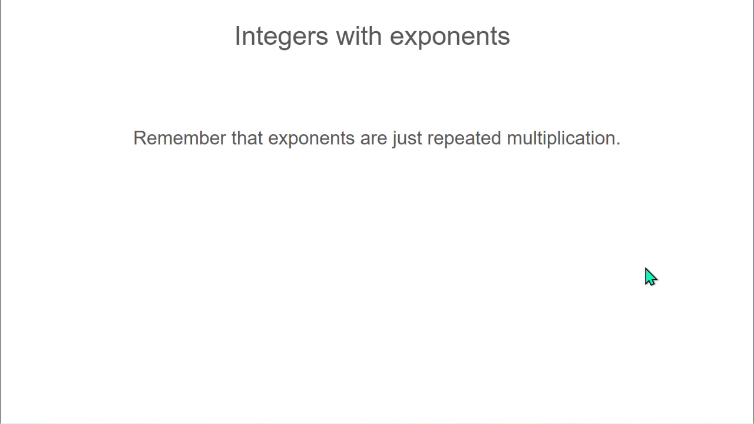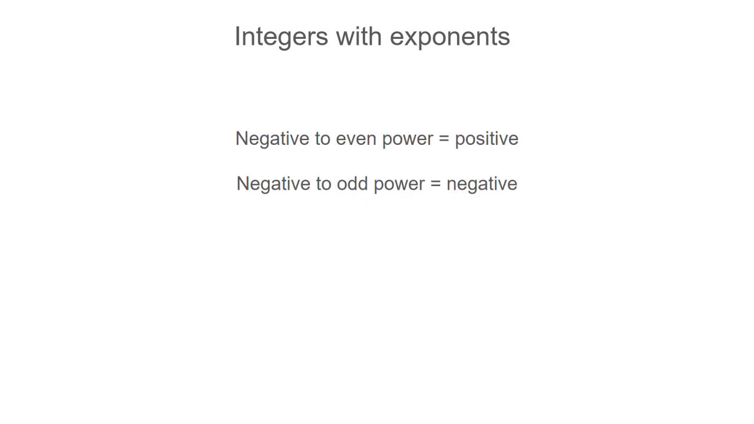Integers with exponents. And there's just one thing that you need to remember for this, and it's the fact that exponents are really just repeated multiplication. For example, -11 squared is just -11 times -11, and if we remember how to multiply integers, we would get 121. A pattern that you might notice is that a negative number yields positive results when raised to even powers and negative results when raised to odd powers. This is because a negative number times another negative number is a positive number. And that's it for this unit.